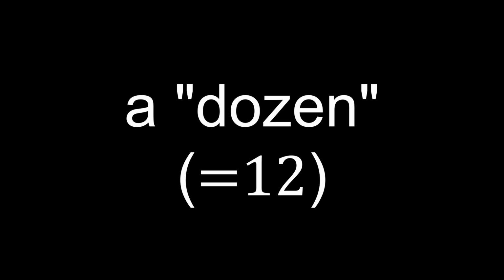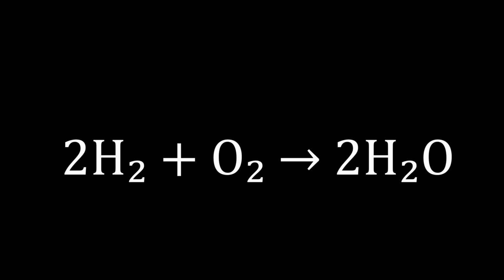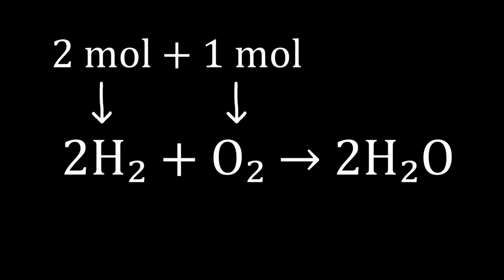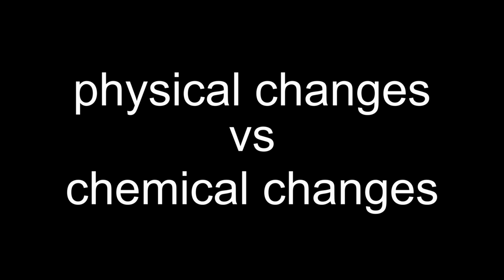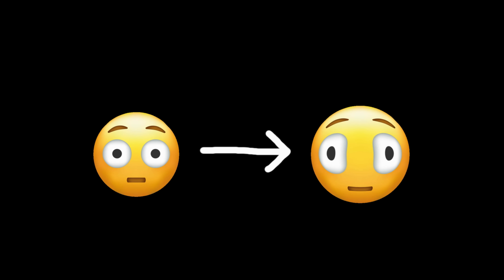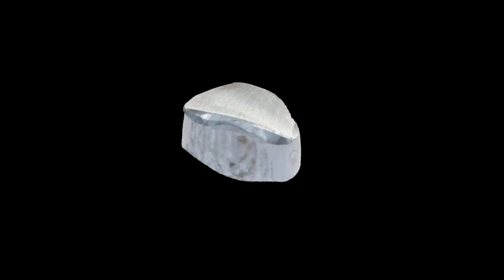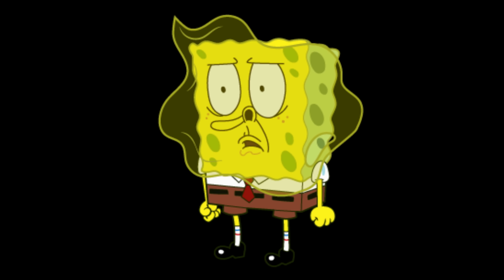That is one mole, which is just an amount of something, kind of like a dozen. In other words, we can interpret the reaction as 2 moles of this react with 1 mole of that, which we can easily measure. It's important to differentiate between physical and chemical changes, as reactions only take place in the latter. Physical change happens when the appearance changes but the substance does not, for example, hammering metal.